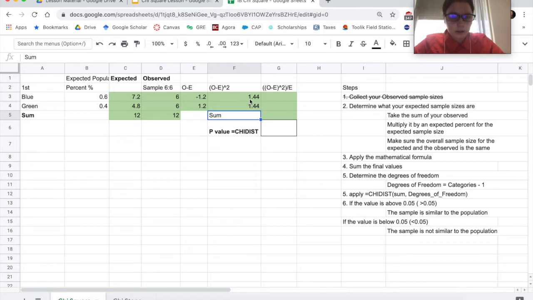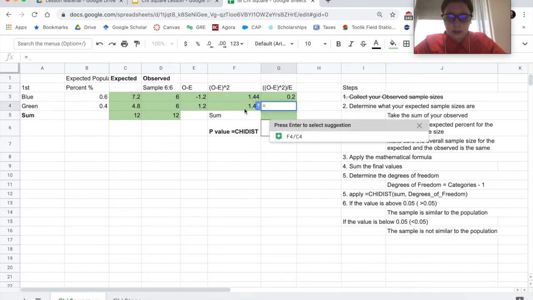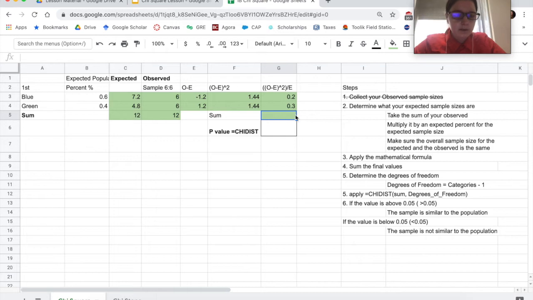Then we're going to take this value and divide it by the expected. And the same thing here, this divided by the expected. And finally, we're going to sum the results. So now we get this chi-square value, but we don't know the p-value yet.